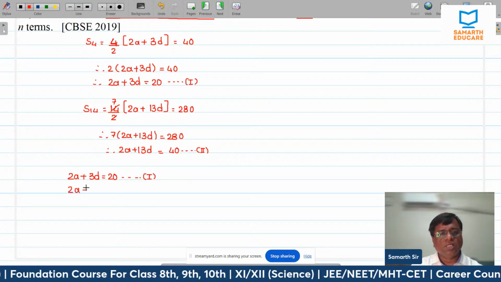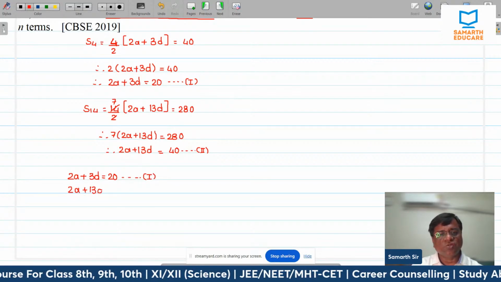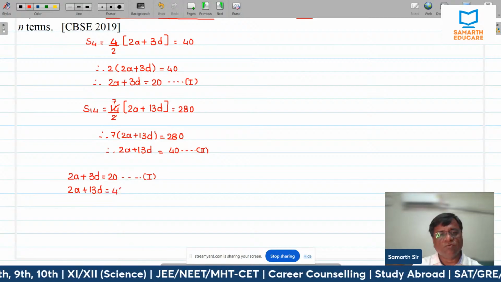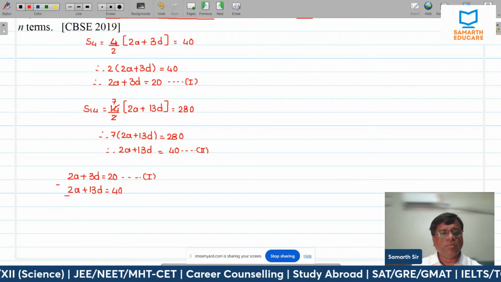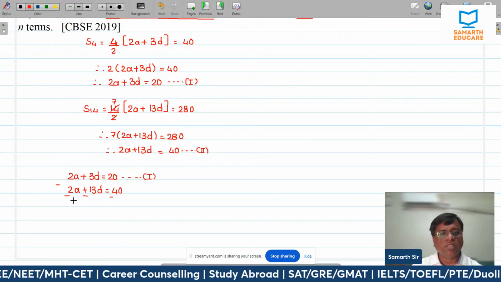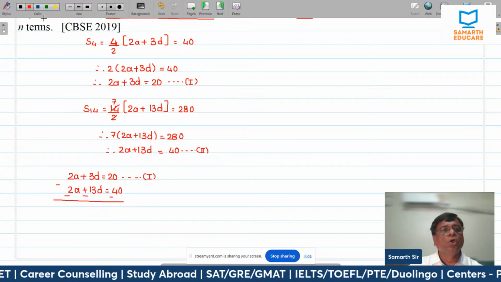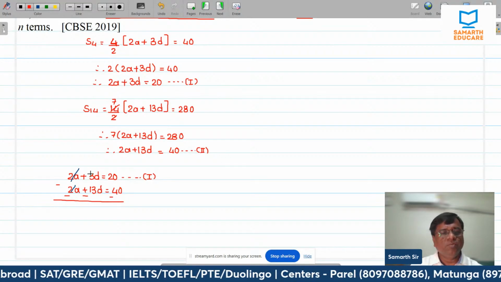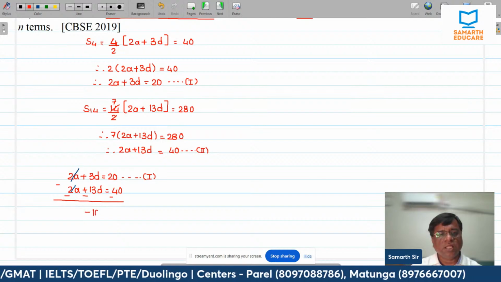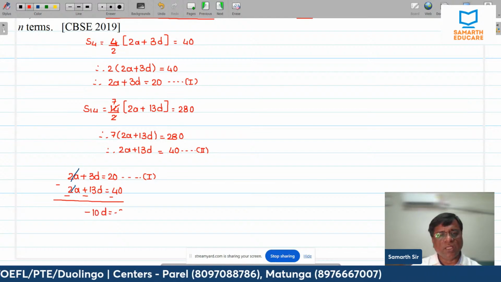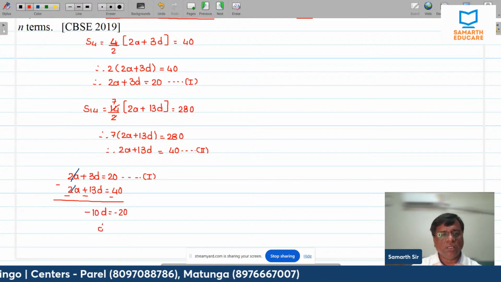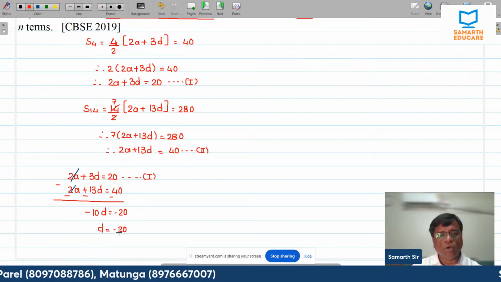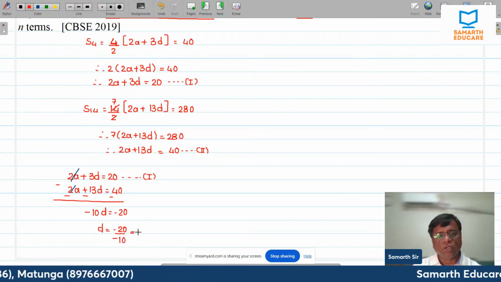2a plus 13d, we have 2 equations. So let us solve them simultaneously. The other equation is 40. Let us subtract them. This becomes minus, this becomes minus, and this becomes minus. 2a and 2a get cancelled. So 3 minus 13 is minus 10d is equal to minus 20. So d is minus 20 upon minus 10, which is equal to 2.